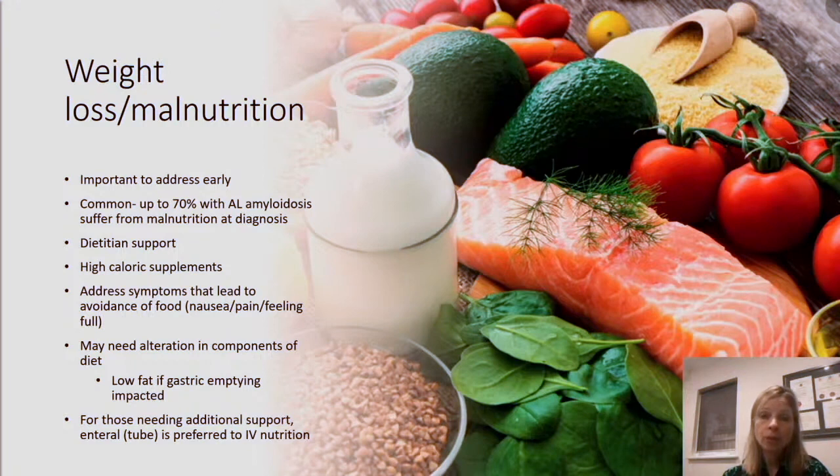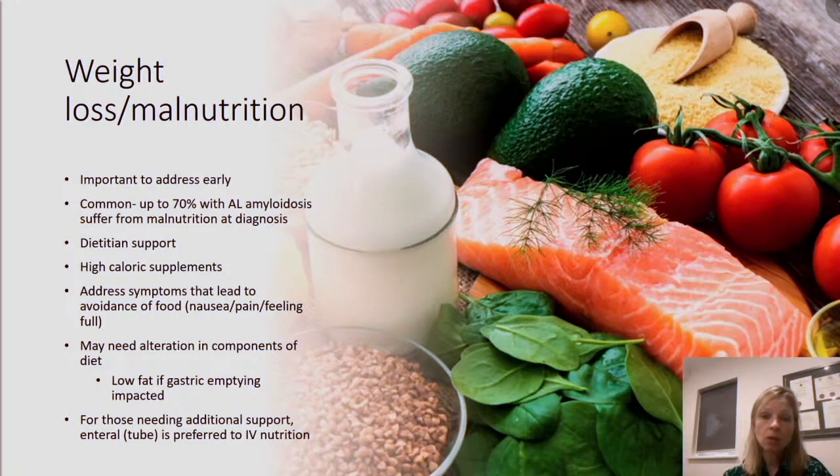Now, it's important that it's an issue that's identified early. Weight loss may not always travel together with malnutrition, so malnutrition markers need to be performed. Dietitian support is important. High caloric supplements can be used to improve caloric intake, but also any specific malnutrition needs. It's also important to then address the symptoms that have led to the avoidance of foods, such as gastric emptying problems or nausea, vomiting and the like. There may need to be alterations made in components of the diet depending on some of these other symptoms.